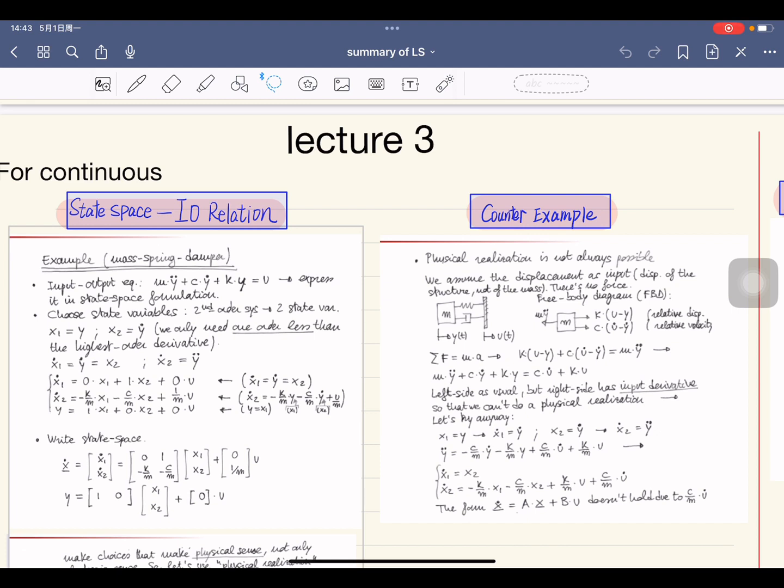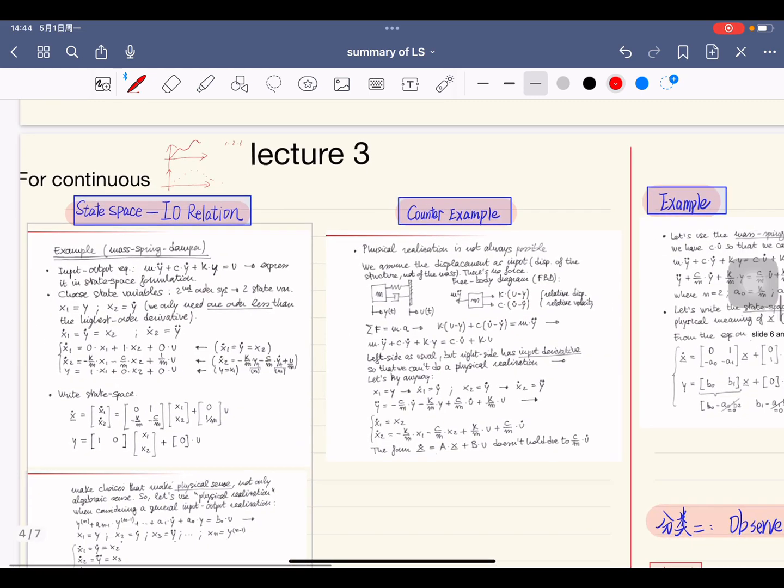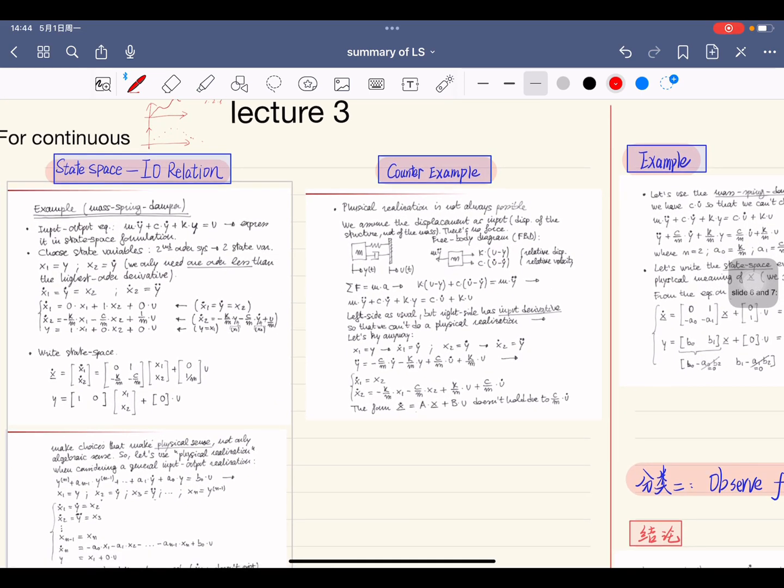As you can imagine, in mathematics, continuous means when you draw the characteristic 1, 2, 3, they will continue. But for discrete, they will only be like this, right? Only one point at a time. Okay.